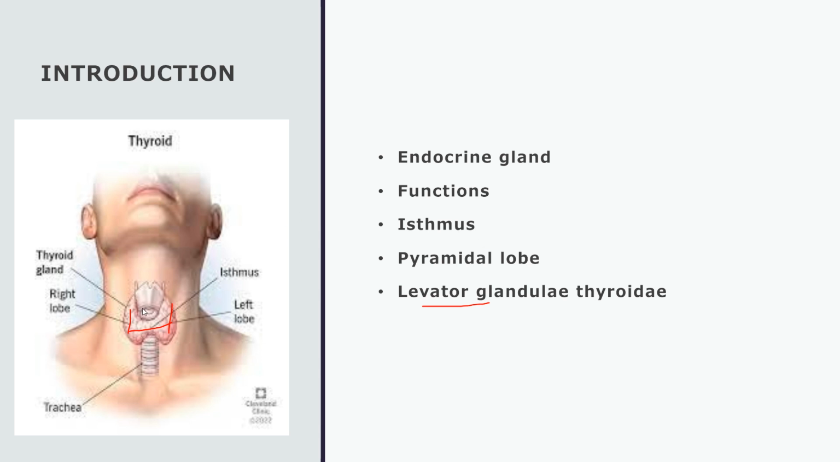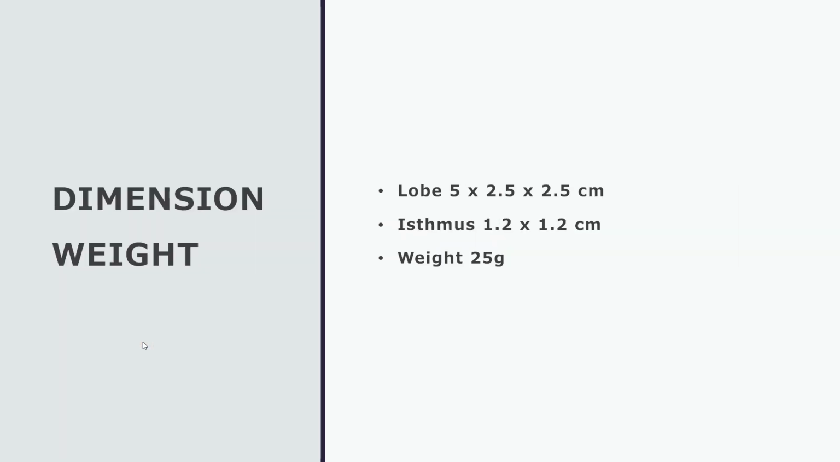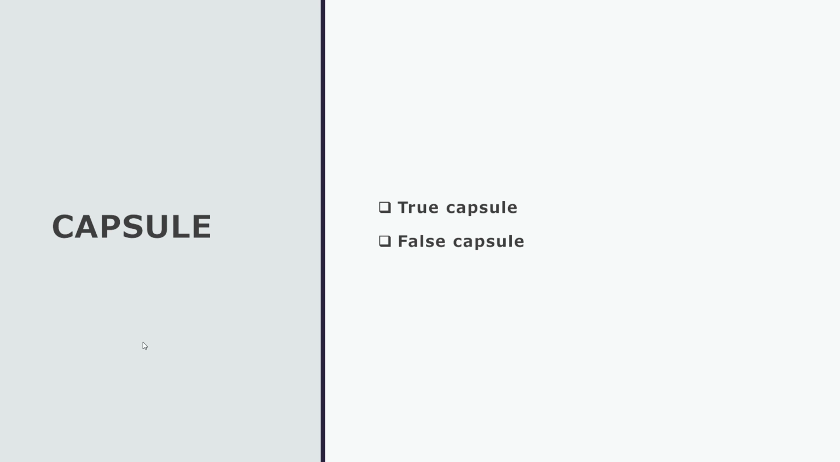So in this image, we can clearly see from the lobe extension that it extends from middle of the thyroid cartilage to fourth or fifth tracheal ring, and the isthmus extends from second to fourth tracheal ring. Next, we are going to see about its dimensions and weight.